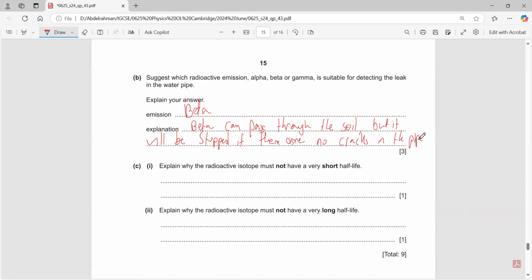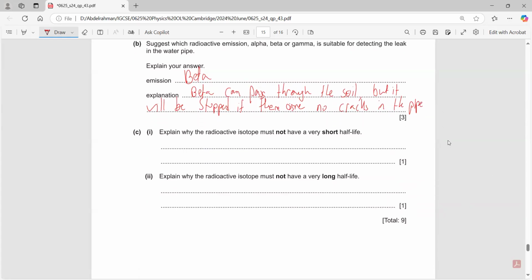Explain why the radioactive isotope must not have a very short half-life. If it has a very short half-life, we wouldn't be able to detect it. No time to be detected if the half-life is very short.